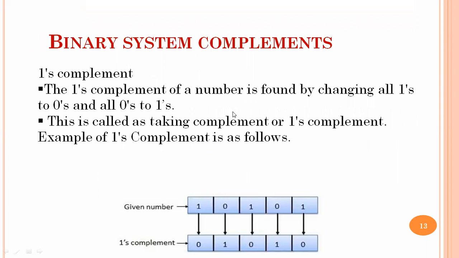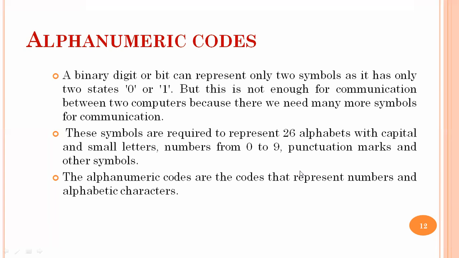So next is the complements. First, one's complement. The one's complement of a number is obtained by applying the NOT gate over the bits. Like 1010101 becomes 0101010. Clear?